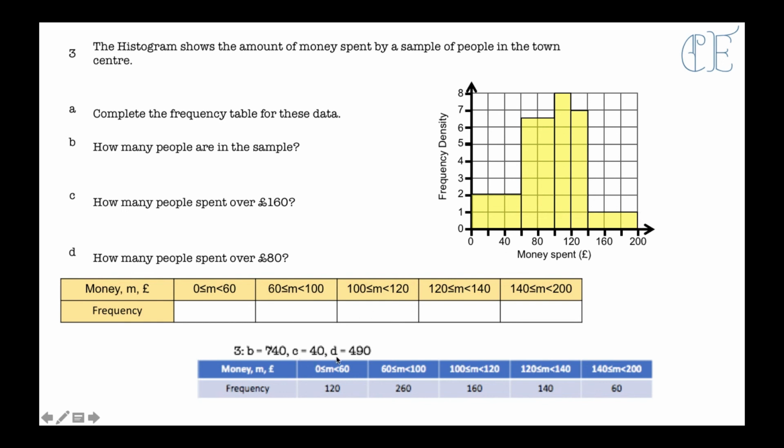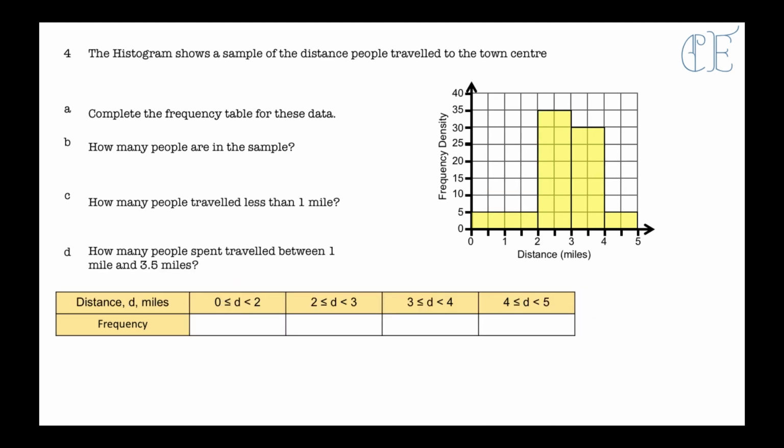And D, how many people spent over £80? Well, that would mean we would have to find the areas of this section, this section, this section, and this section, giving us a total of 490 people. Okay, and finally, question 4. Pause the video and have a go if you like.